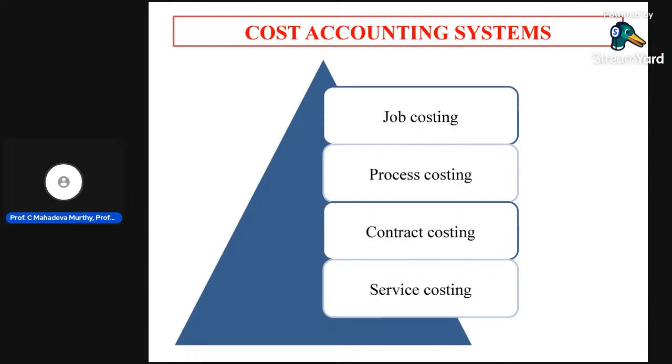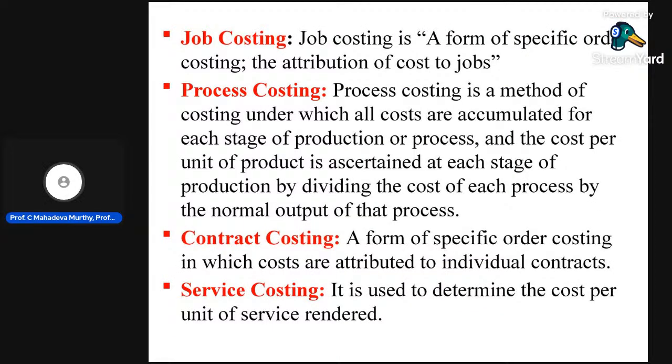What is the meaning of job costing? What is the significance of process costing and contract costing and service costing? Job costing, as the word itself says, each and every activity having its own job. Job costing is a form of specific order costing, the attribution of cost to a particular activity or job. That is what we call job costing.